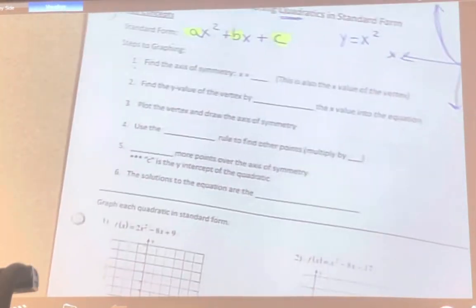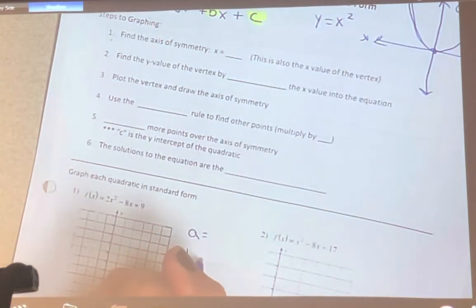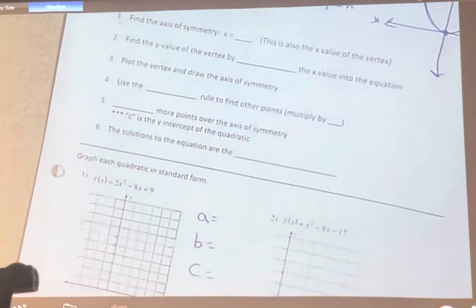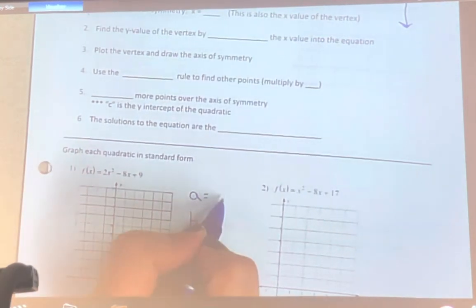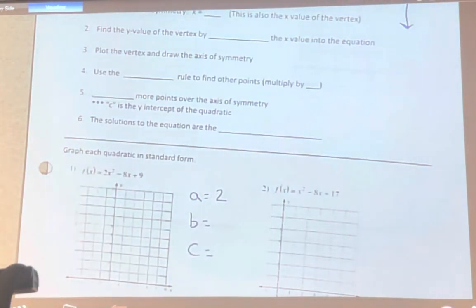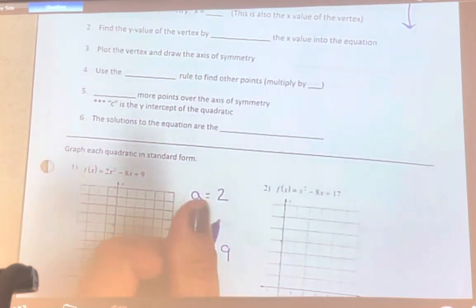All right, so let's first identify each of these, A, B, and C. All right, what's A? A is 2, B? B is 8, and then C is 9. So close. B is... Oh, yeah.